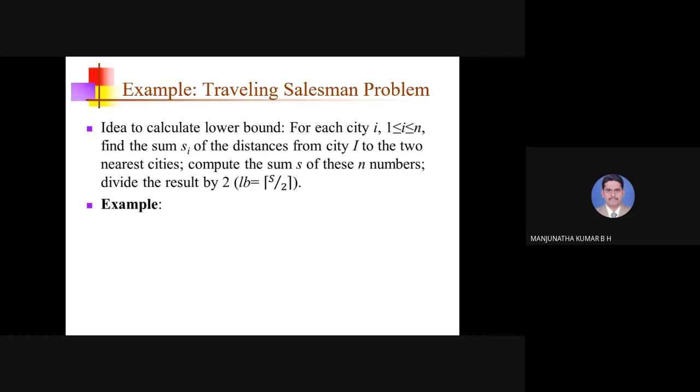And the total sum should be divided by 2. The result you get will be the lower bound value. If the total sum divided by 2 is not an integer, take the nearest integer. For example, if you are getting the result as 15.5, take it as 16. You can understand calculating the lower bound value clearly if I take an example. Now let me take one example.